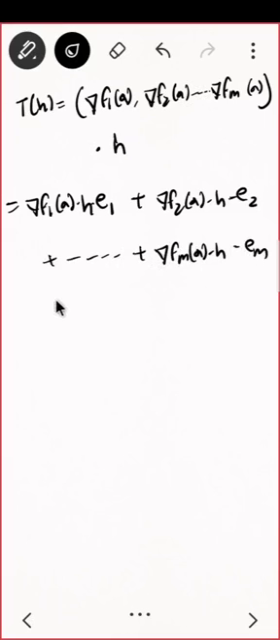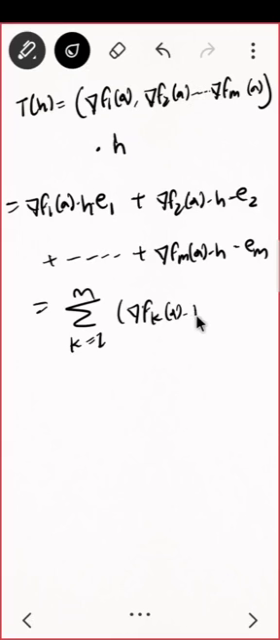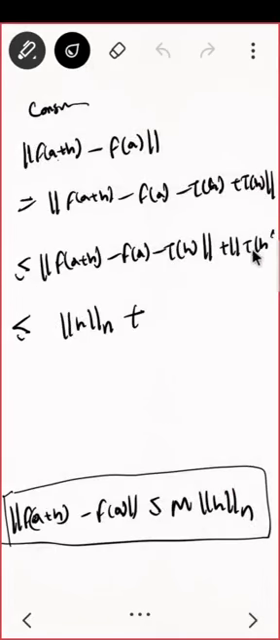So in general you can write it as the summation for k equal to 1 to m of del f_k at a dot h into e_k. Correct, but what I want is some bound for norm T of h, because I require norm T of h in terms of this h.